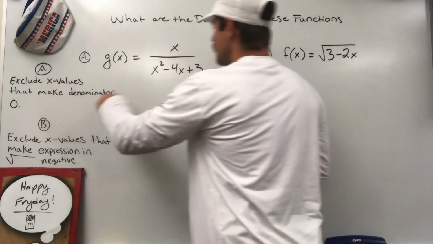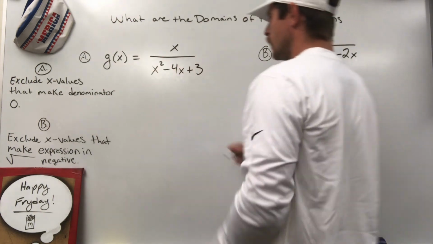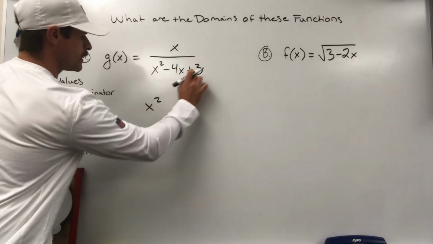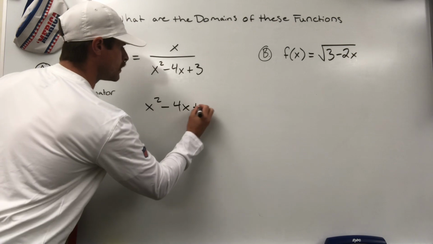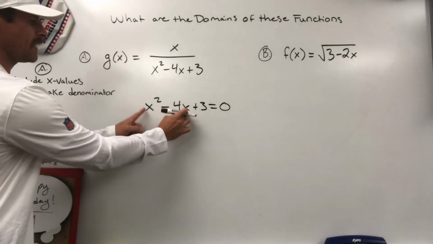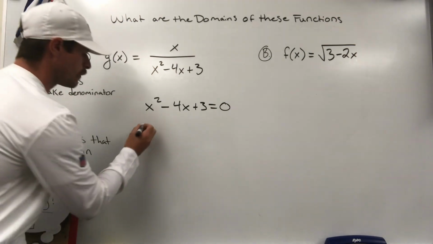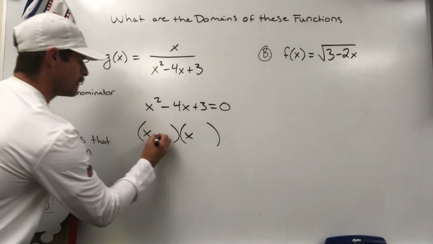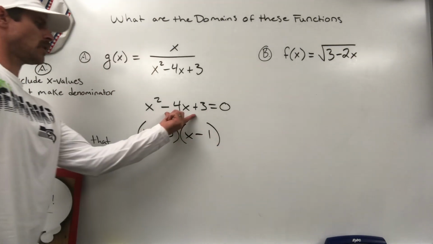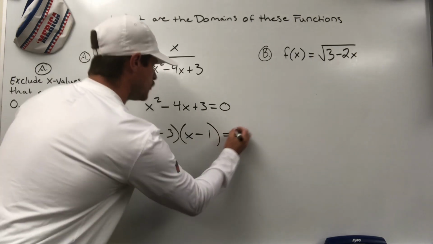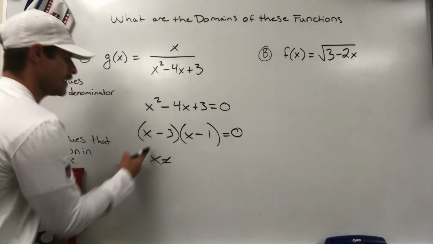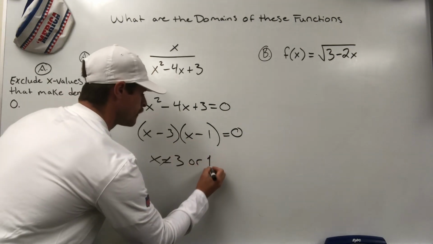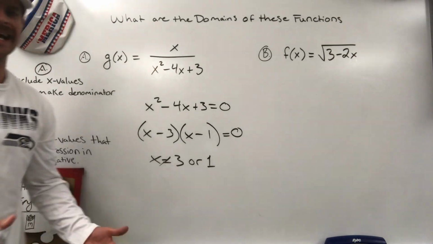Exclude all x values that make this denominator zero, will not work. So what we would have to do here is rewrite the denominator, x squared minus 4x plus 3 equals 0. We need to figure out what values x could be to make a 0. In order to do that, we're going to need to factor this quadratic. That would give us x minus 3 times x minus 1 as the quadratic factored out, telling us that x cannot be a 3 or a 1. So 3 and 1 are not allowed to be used here.